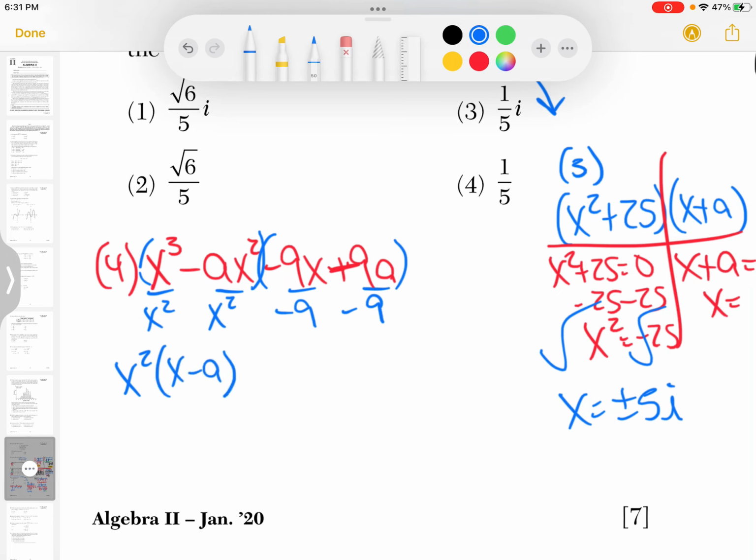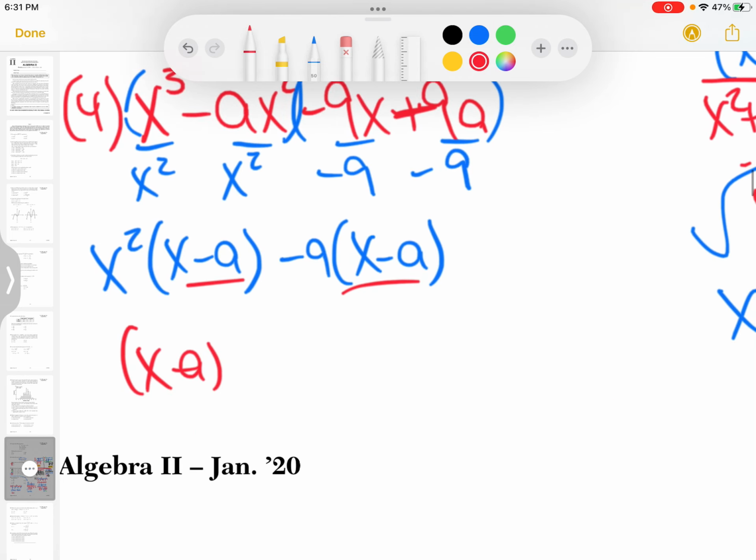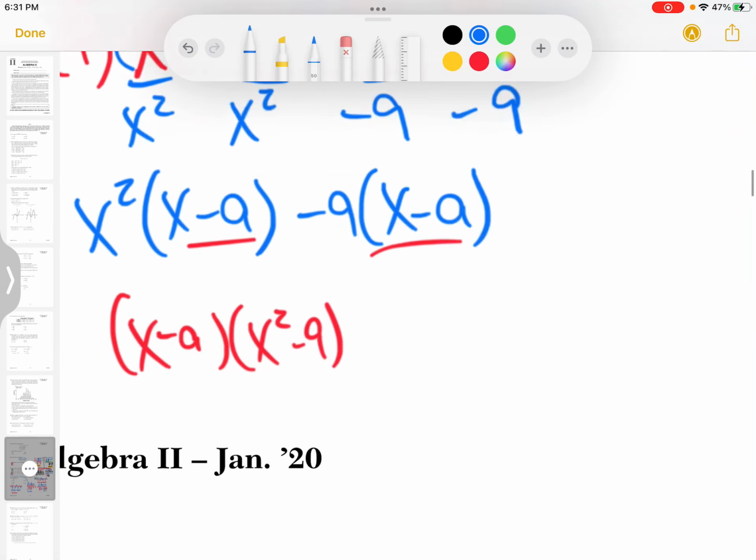So when I take this out, I'm left with x minus a. When I take out the negative 9, same thing happens. I'm left with an x minus a. These match, so the x minus a comes down. If only I wrote a little bit neater. Here we go. And then the x squared minus 9 comes down. Now this can be factored again.